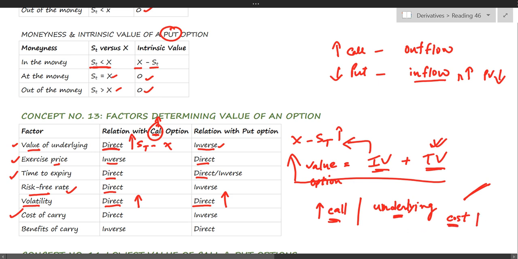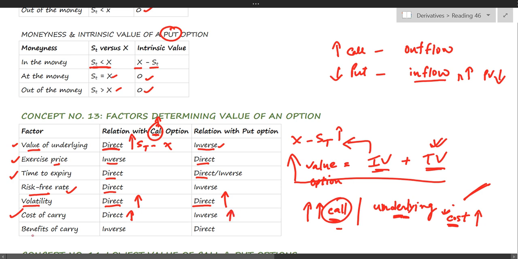So the higher the hassles of buying the underlying, the higher will be the value of the call option, because this gives you relief from incurring this cost, right? So the cost of carry has a direct relationship with the call option, and the inverse is the case with the put option.